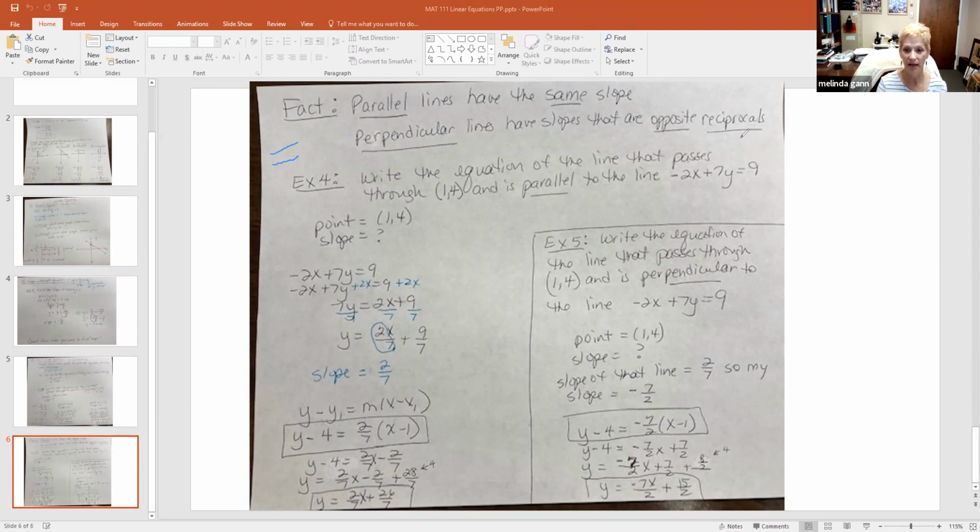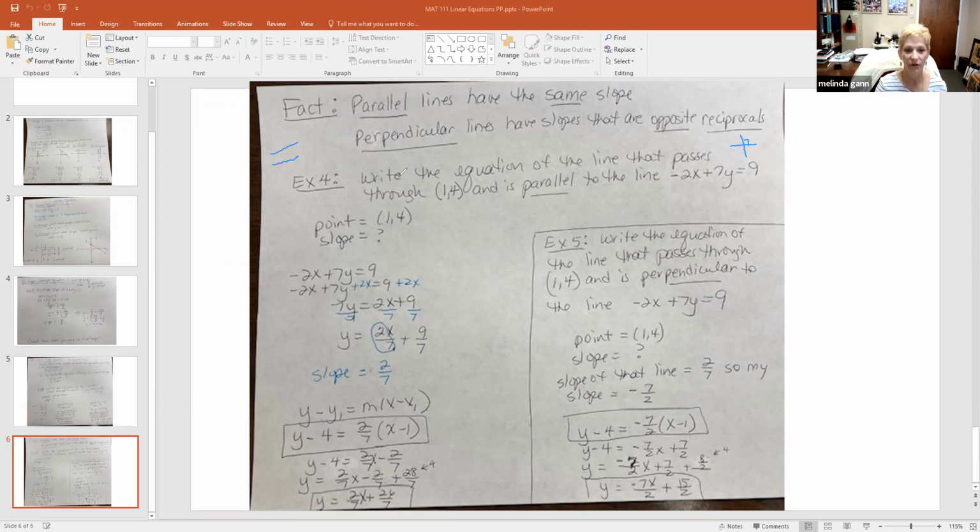Now remember, perpendicular lines look like this. Remember, you get right angles. Well, see, their slopes aren't going to be the same, but there is a relationship. They're opposites. So if one's positive, the other's going to be negative, and reciprocal means you flip it.